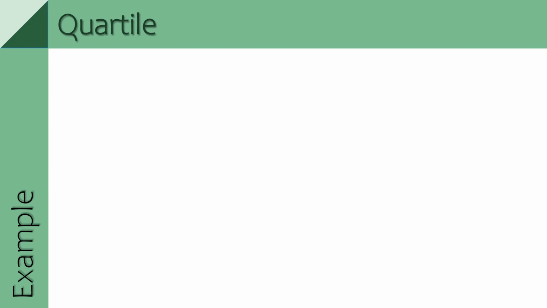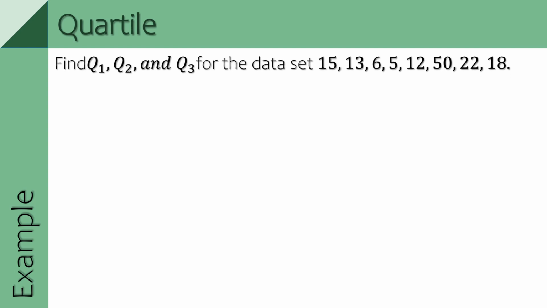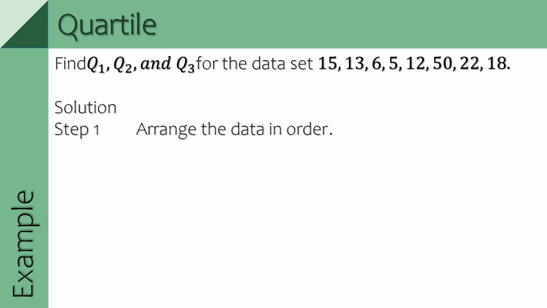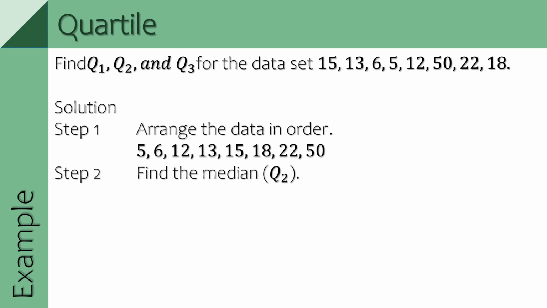Okay, so for example, find the first quartile, second quartile, and then third quartile of the data sets 15, 13, 6, 5, 12, 50, 22, and then 18. Okay, for the solution, again, arrange the data in order from lowest to highest. So we have 5, 6, 12, 13, 15, 18, 22, and then 50. Okay, so find the median.